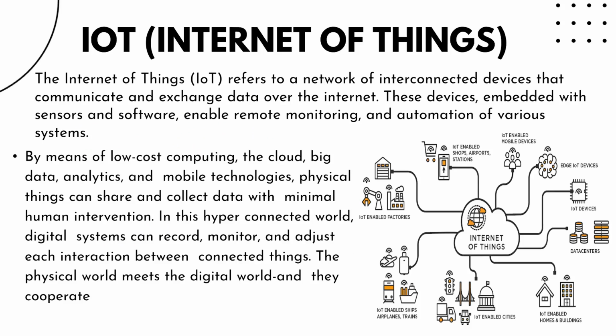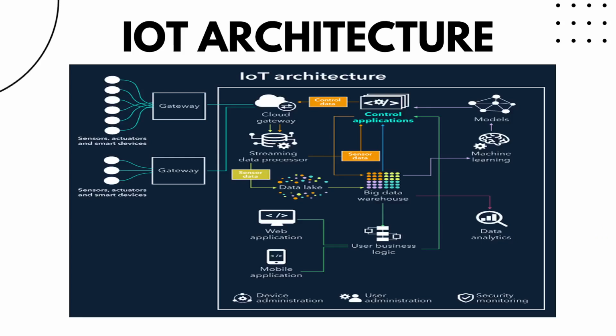Let's first understand what we mean by IoT. Well, IoT or the Internet of Things refers to a network of interconnected devices that communicate and exchange data over the Internet. These devices, embedded with sensors and software, enable remote monitoring and automation of various systems. By means of low cost computing, the cloud, big data analytics, and mobile technologies, physical things can share and collect data with minimal human intervention. In this hyper-connected world, digital systems can record, monitor, and adjust each interaction between connected things. The physical world meets the digital world and they cooperate. Here is a basic working of the Internet of Things. Alright, so this is the basic architecture of IoT.